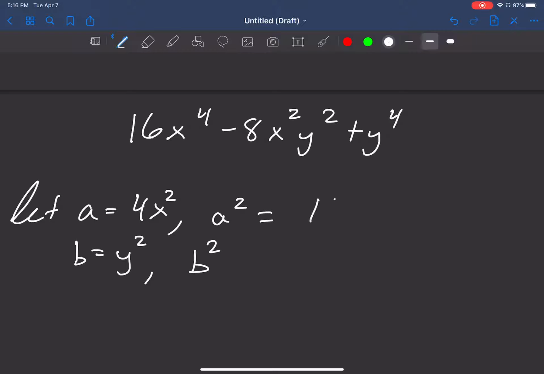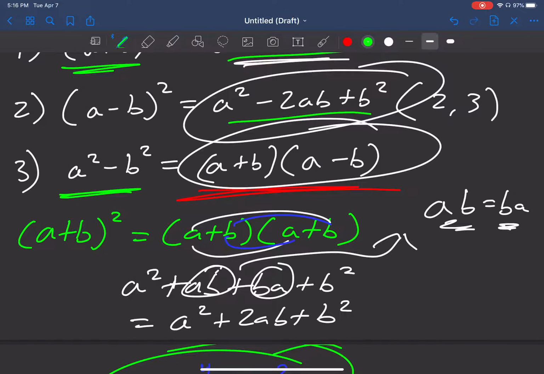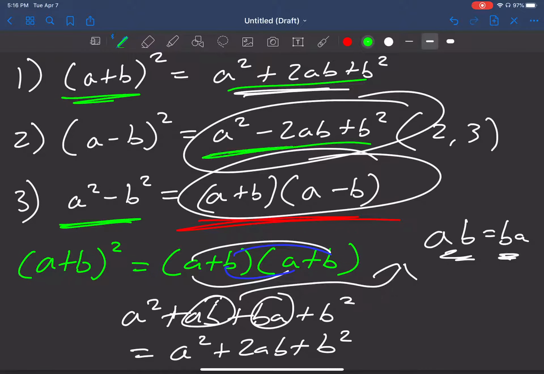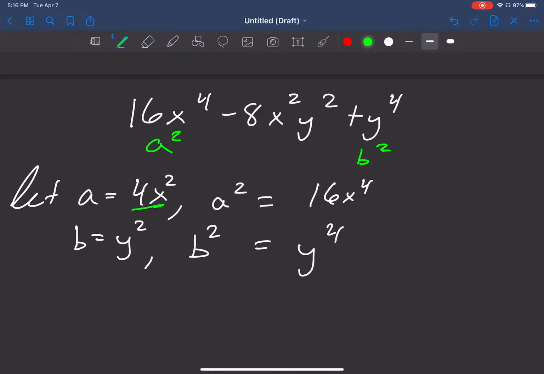Well, a squared equals 16x to the 4. b squared equals y to the 4. So we have something that could be a squared here, we have something that could be b squared here, right? So if we see that, then we know we have a formula that looks something like this: we have an a squared on the left, we have the b squared on the right, but in the middle we have a minus 2ab. Well, let's see, what's our a? Our a is 4x squared, and our b is y squared.